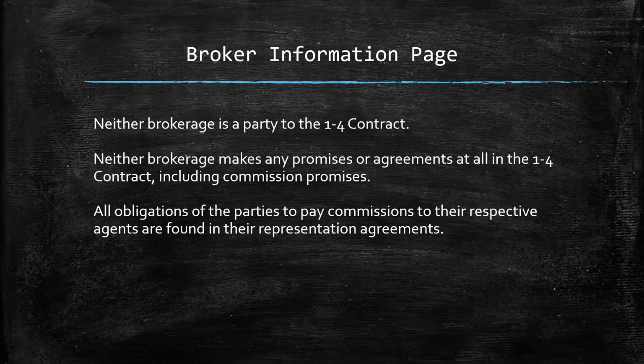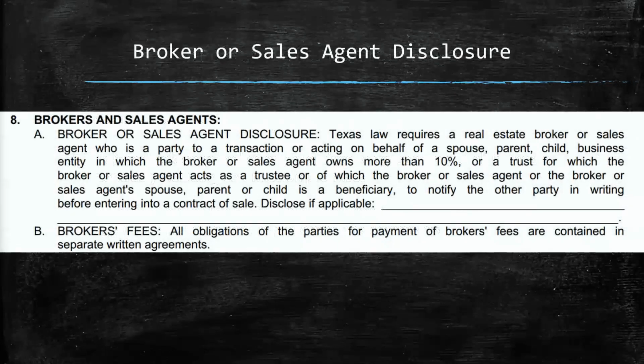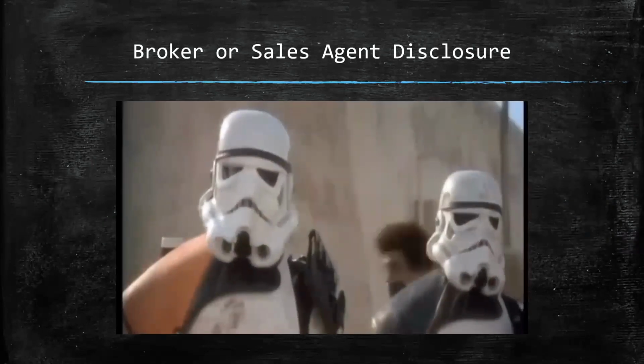And so, if you recall, when we were discussing paragraph 8, what we said was if you are looking in the 1-to-4 contract for any information on how an agent is going to be paid or how much an agent is going to be paid, well, then let me see your identification.